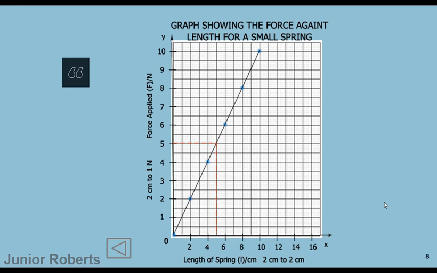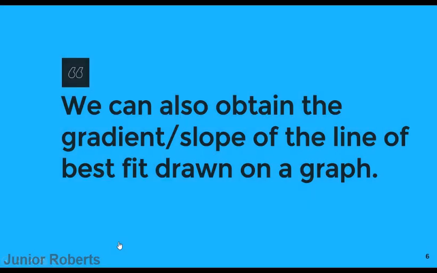So let us say I choose a value on the x-axis. In this case, I choose 9 centimeters, and I want to know what force will give us a length of 9 centimeters. I'll start out at 9 right here, and then go up to the line of best fit, and then go across to my y-axis. I'm seeing that when the length of the spring is 9 centimeters, the force applied is also 9, in this case 9 newtons.